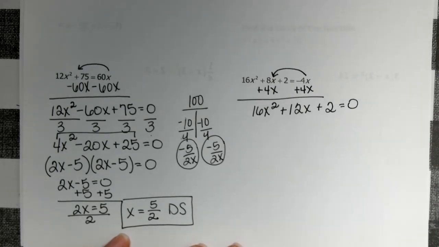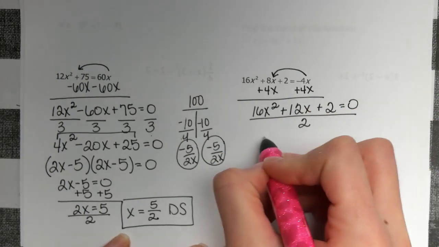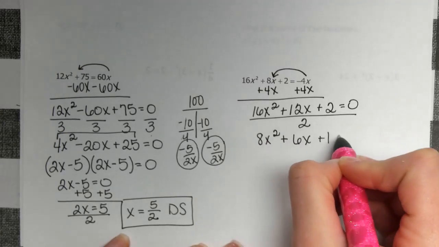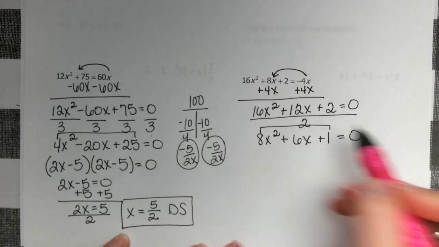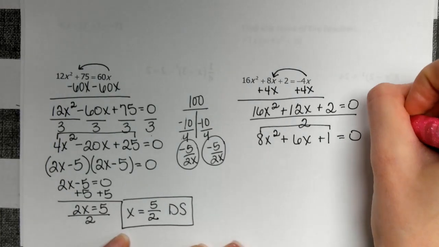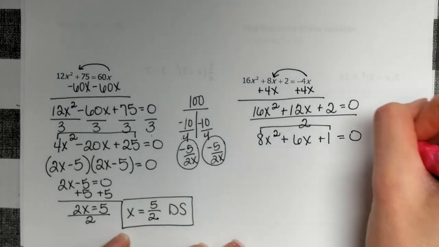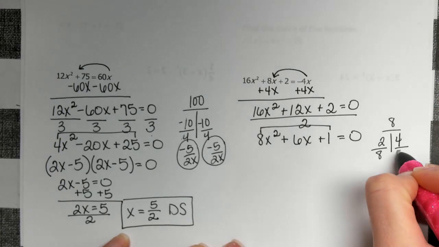Then what can I do? I need to take out a GCF. 16, 12, and 2, I can all divide by 2. So that leaves me with 8x squared plus 6x plus 1 equals 0. So then 8 times 1, I need to multiply. It gives me 8. They're the same sign, so they're going to add. Factors of 8 that give me 6, 2 and 4. Take both of those, divide by 8.